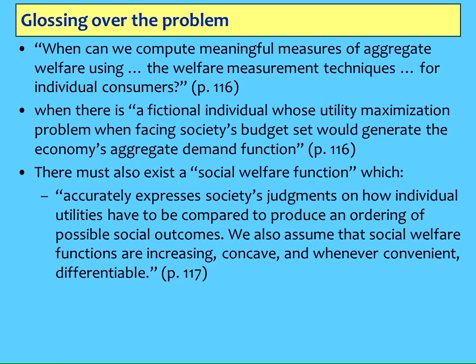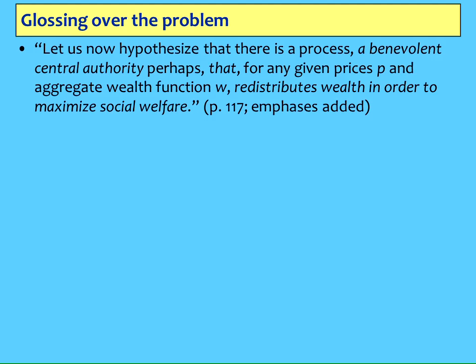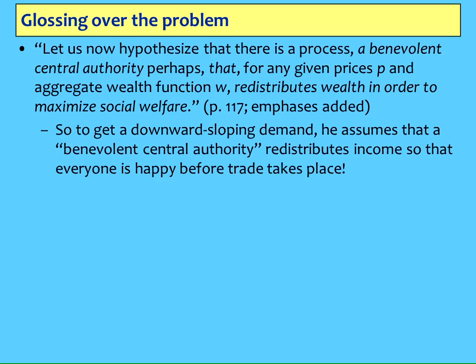Now, how do we do that? Well, simply, let us just assume that there is a process, a benevolent central authority perhaps, that for any given prices in wealth distribution, redistributes wealth in order to maximise social welfare. Then we can get a downward sloping market demand curve. So if we hand over to a couple of well-meaning individuals like Adolf Hitler or Joseph Stalin, they can redistribute for us and we'll get a market demand curve in capitalism that slopes downwards. Isn't that a good idea?